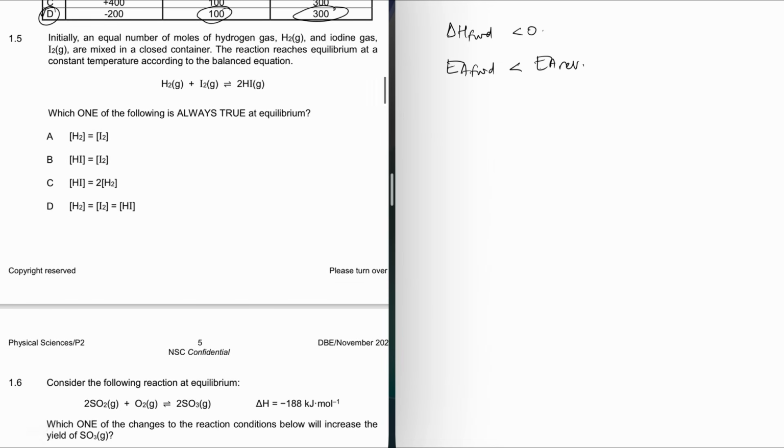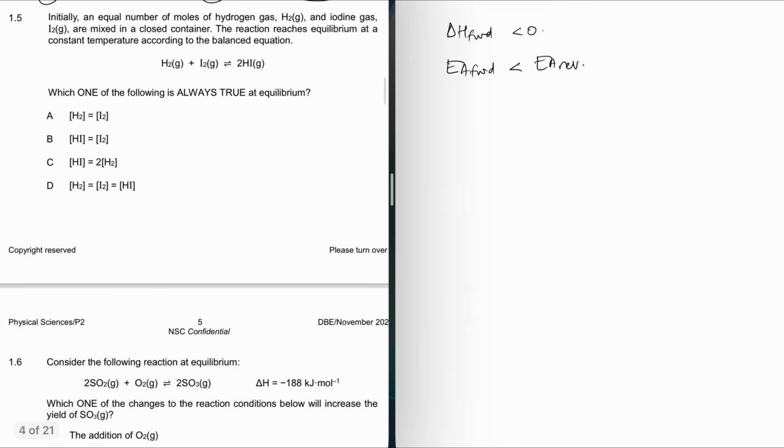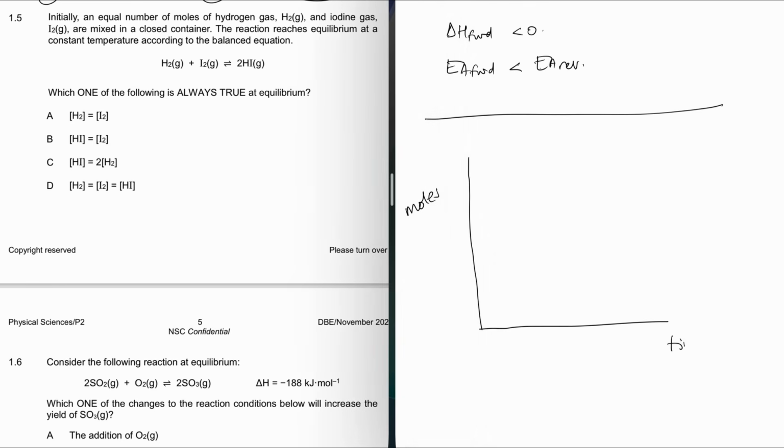Taking a look at question 1.5, initially an equal number of moles of hydrogen gas H2 and iodine gas I2 are mixed in a closed container. The reaction reaches equilibrium at constant temperature according to the balanced equation. So which one of the following is always true at equilibrium? Now, I'm going to draw a moles versus time graph here, just so that we can visualize what's going on. So this is going to be moles and this is going to be time.